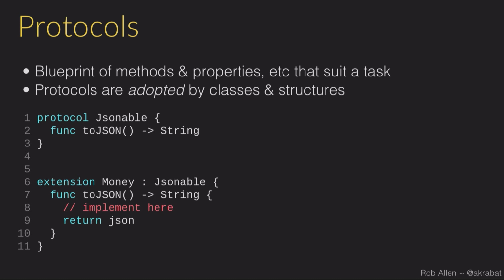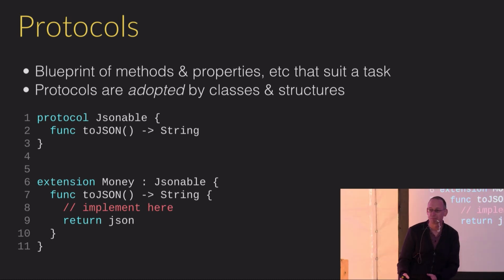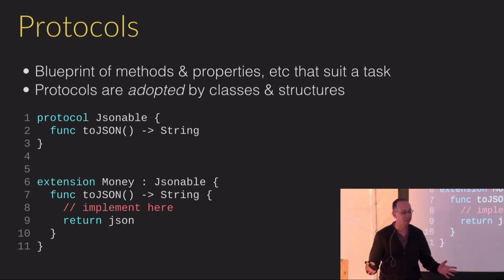Something called protocols. Every other language calls them interfaces, but they're called protocols in Swift. Just be aware of that. It is basically an interface. An interface has methods and properties that suit a given task, and then we implement that interface within our class or our structure. In Swift, we call that adopted. We adopt a protocol. In every other language, like Java or something like that, we implement an interface. Same basic concept, different words.